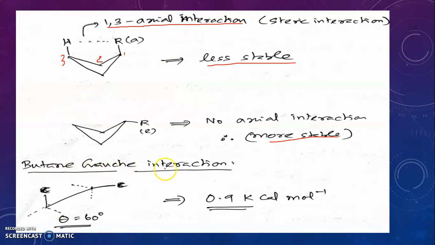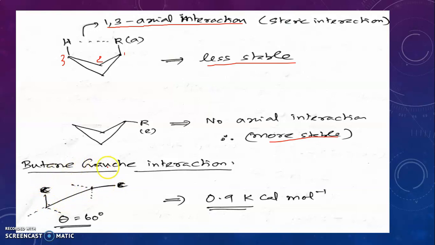Then, what is meant by butane-Gauche interaction? We have already discussed this in acyclic molecules. Suppose you have 4 carbon atoms: carbon 1, carbon 2, carbon 3 and carbon 4. If the dihedral angle between this bond and this bond is 60 degrees, we call that conformation Gauche conformation. Since we have 4 carbon atoms, it is called butane-Gauche conformation.